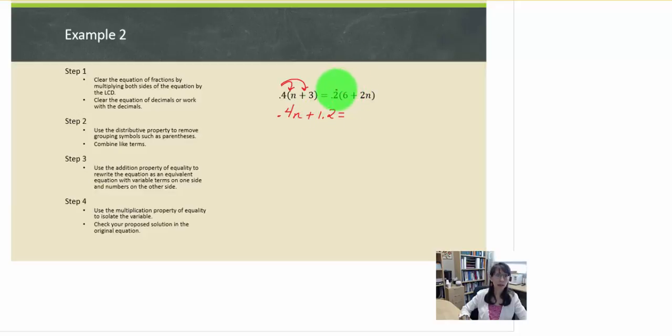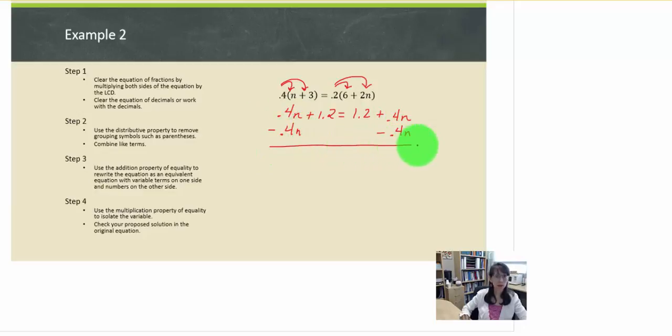On the right-hand side, we're distributing 0.2 to each term in the parenthesis. 0.2 times 6 is 1.2, and 0.2 times positive 2n would be positive 0.4n. So it doesn't matter which side you want to collect your variable on. I like to collect the variable on the left-hand side, so it looks like I'll be subtracting 0.4n from each side.